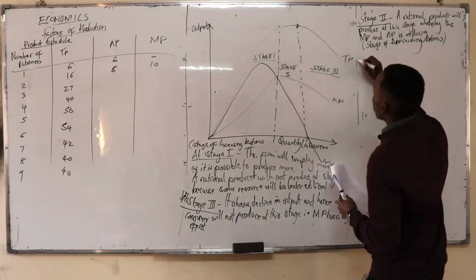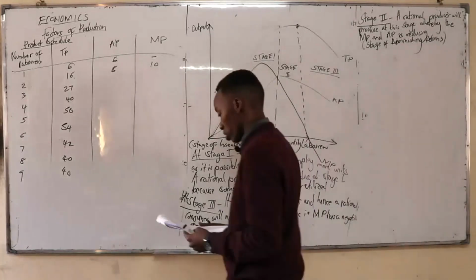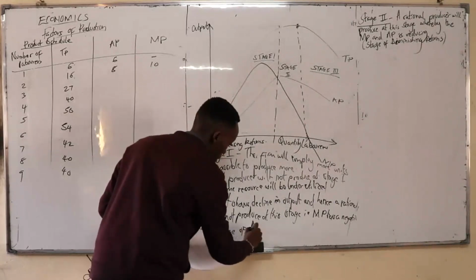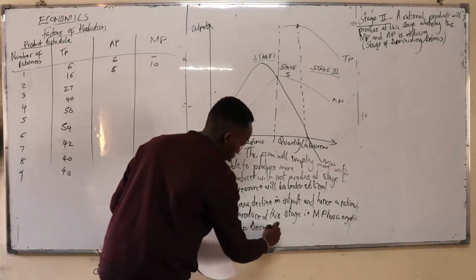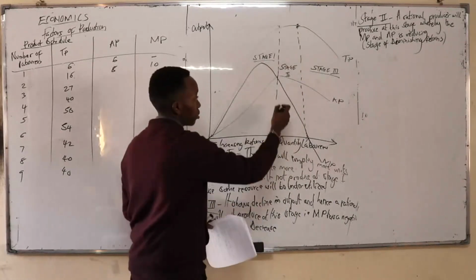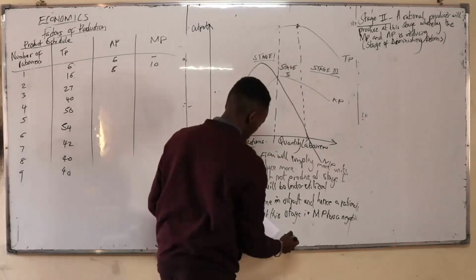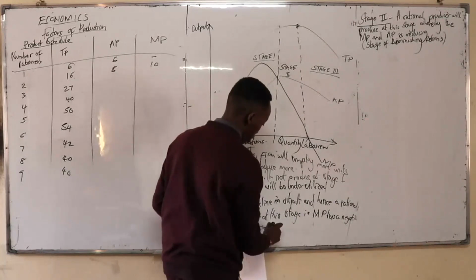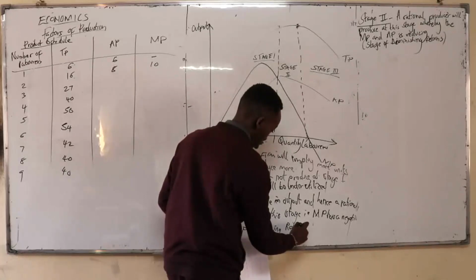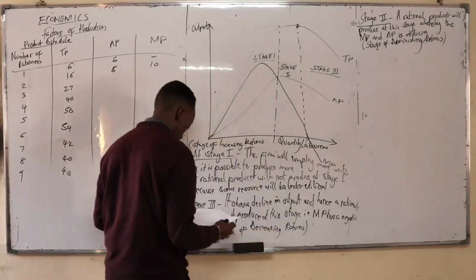And also for the third stage, this is called the stage of decreasing returns. So you may be asked to state the stage at which it is best to produce. It's always the second stage, diminishing returns, not the first, not the third.